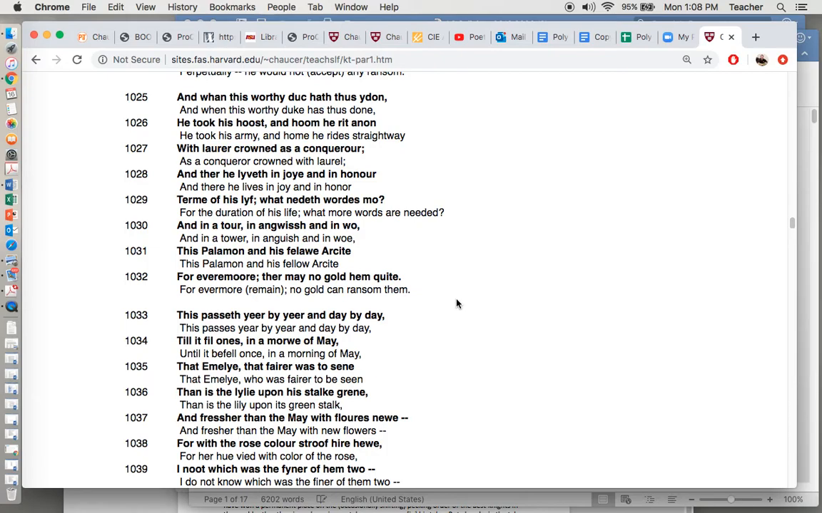Okay, 1025. And when this worthy duke had thus done, he took his host, and home he went on, with laurel crowned as a conqueror, and there he liveth in joy and in honor term of his life, what needeth words more? And in a tower, in anguish and in woe, this Palamon and his fellow Arcite, for evermore there may no gold them quit.